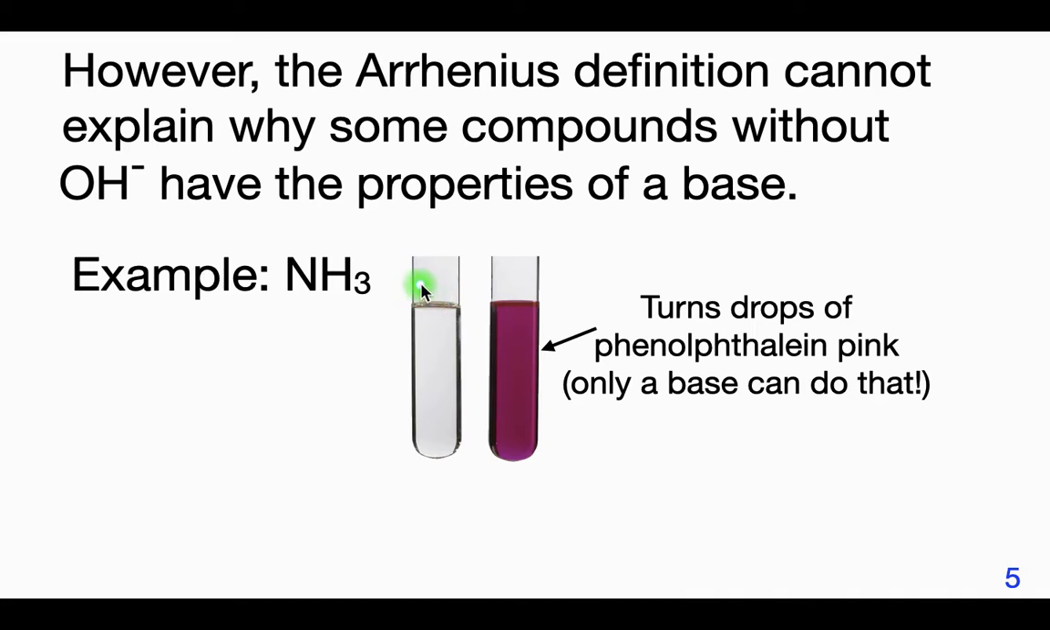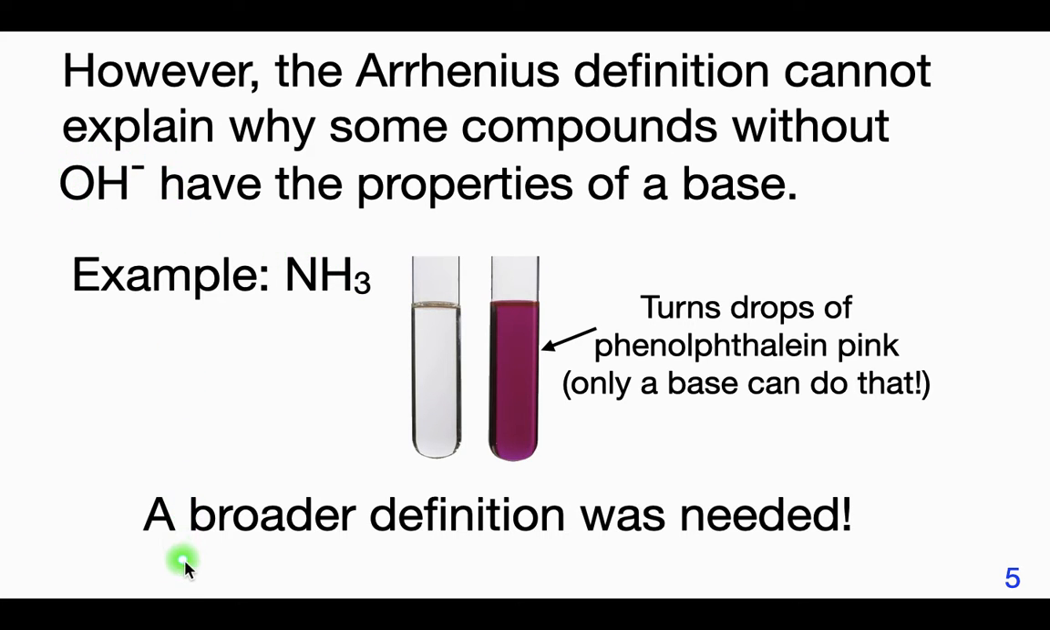So the Arrhenius definition that something that's basic produces the hydroxide ion isn't sufficient. It doesn't explain how ammonia and other compounds can behave as a base even though they don't have the hydroxide ion. So we needed a broader definition that would explain why some compounds that don't have hydroxide are basic.